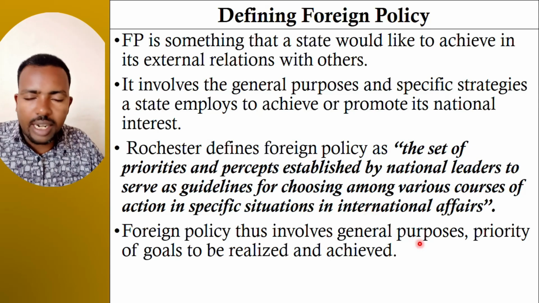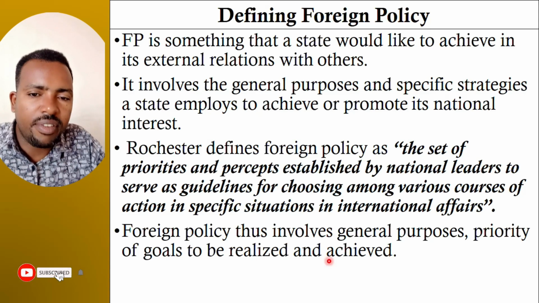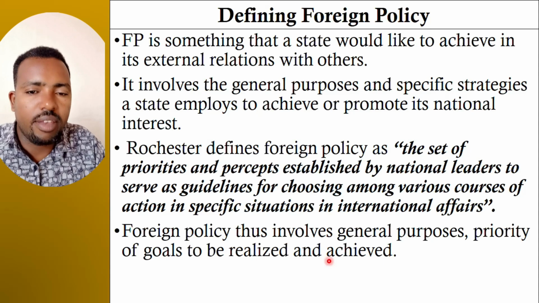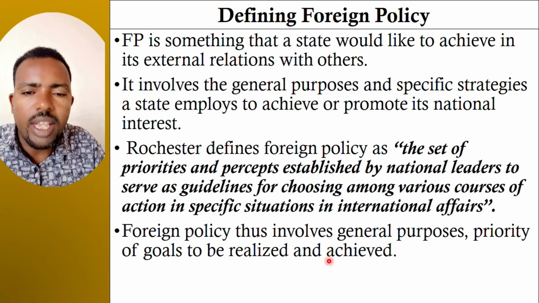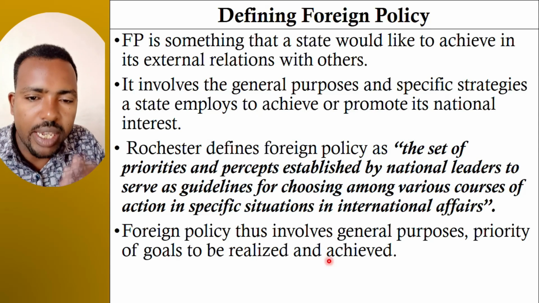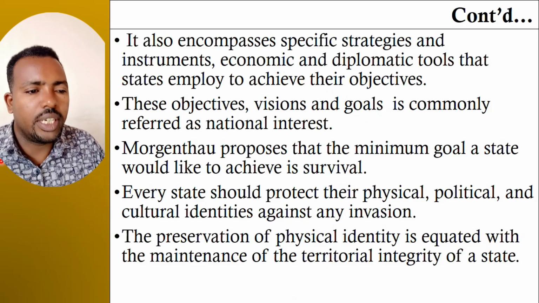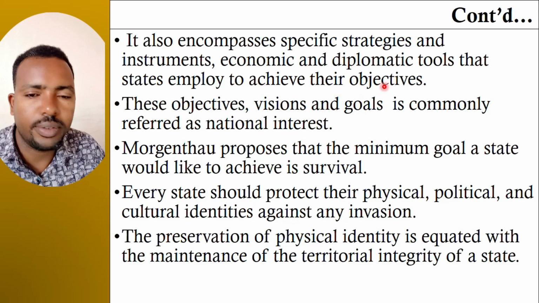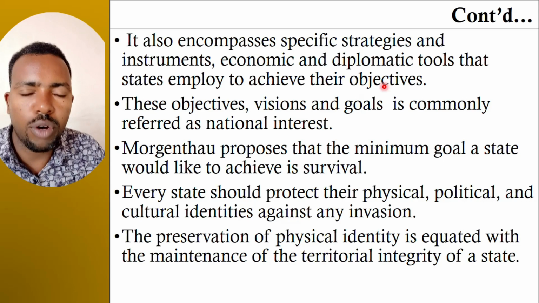So foreign policy involves general purposes, priorities and goals to be realized and achieved in its implementation. There are several instruments that we use to implement this foreign policy in dealing with other states. We are going to talk about them in future lessons. But these priorities and goals that the state wants to maintain in dealing with other states are the core emphasis and attention of the foreign policy of the country. That is why states are expected to be courageous and also vigilant in implementing that foreign policy. It also encompasses specific strategies and instruments, economic and diplomatic tools, that states employ to achieve their objectives. They use different instruments and strategies to help them achieve the purpose that the foreign policy objective wants to maintain.